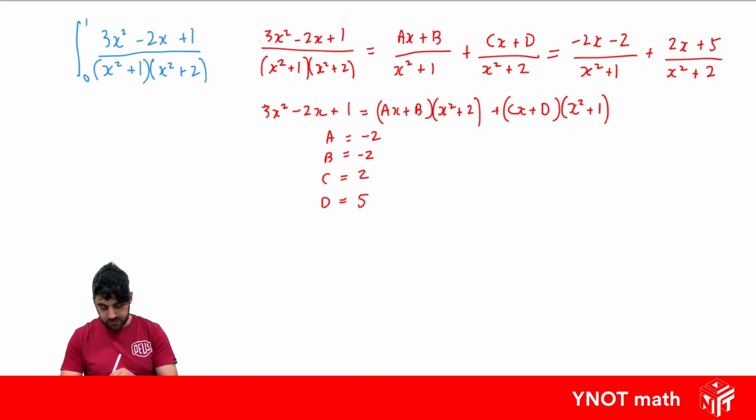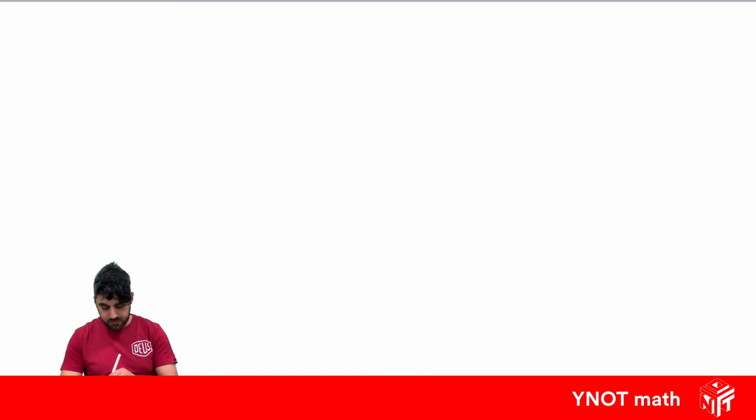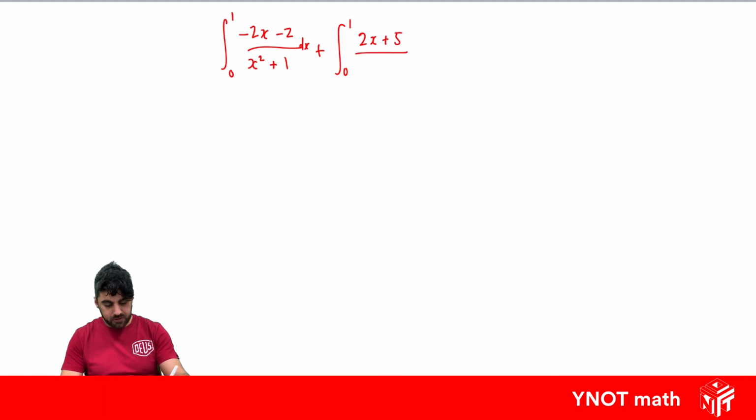So let's continue over here. So we're looking at the integral from 0 to 1 of minus 2x minus 2 all over x squared plus 1 dx, plus the integral from 0 to 1, so we're breaking up into our two separate fractions, our partial fractions, 2x plus 5 over x squared plus 2. So let's look at these integrals.